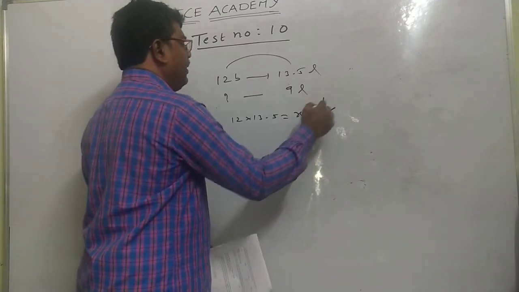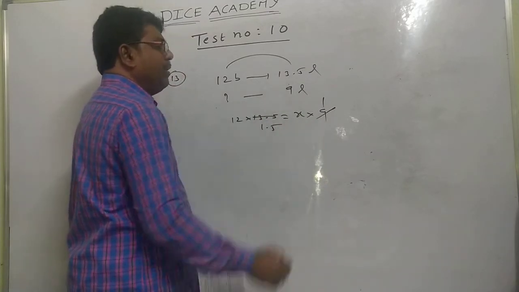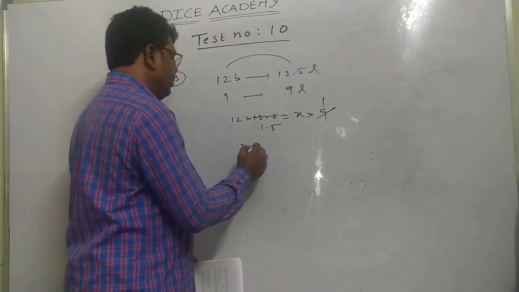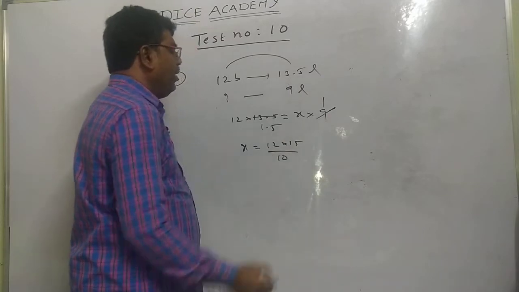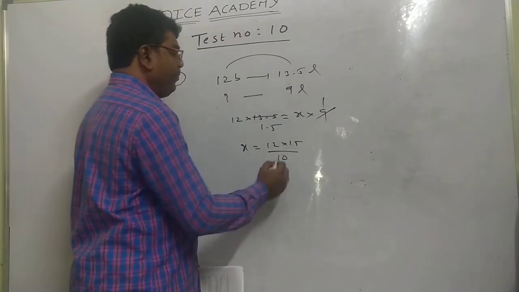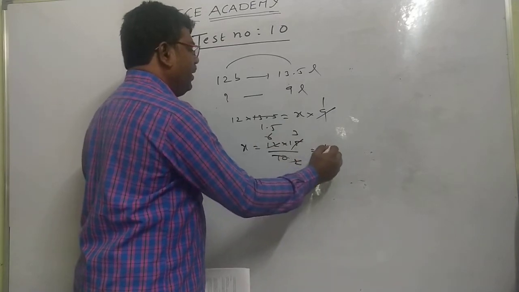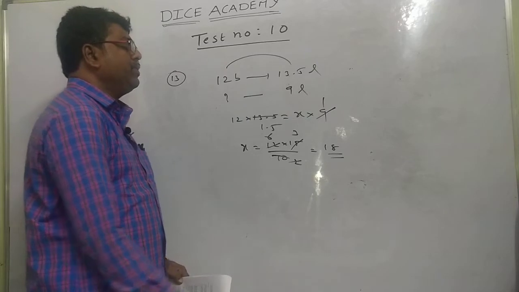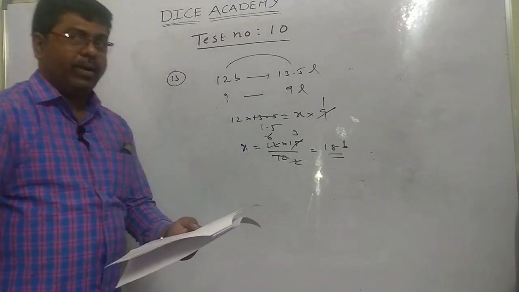9 ones are 9, 9 1.5s is nothing but 135. Therefore x is equal to 12 into 15 by 10. 1.5 means 15 by 10. 5 2s are 10, 5 3s are 15, so 2 1s, 2 6s. 6 into 3 is 18. What does 18 mean? 18 buckets is the required answer.